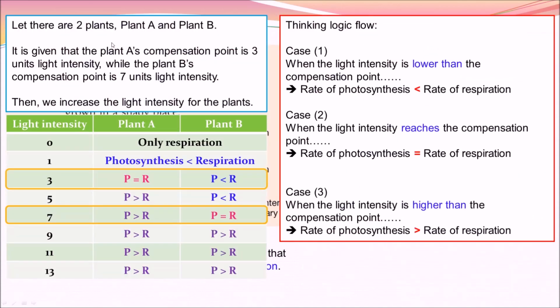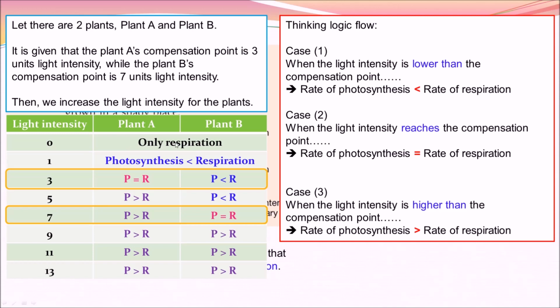So go back to the left hand side. I give you one example, okay, and then you will understand everything. So we have 2 plants. Plant A, its compensation point is 3 units of light intensity. And for plant B, its compensation point is 7 units of light intensity. So we increase the light intensity bit by bit for the plants, and let's see what will happen. So 0 light intensity means no light, so no photosynthesis, only respiration, right?